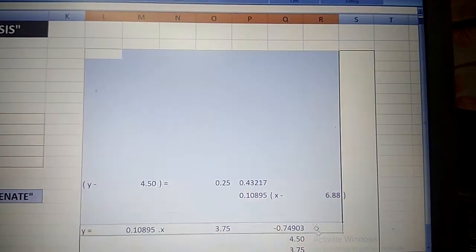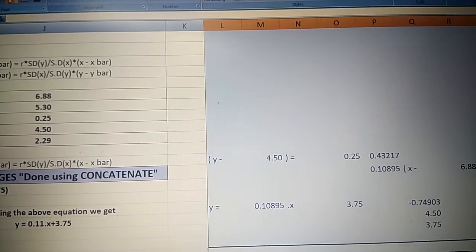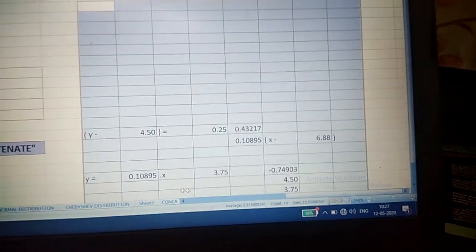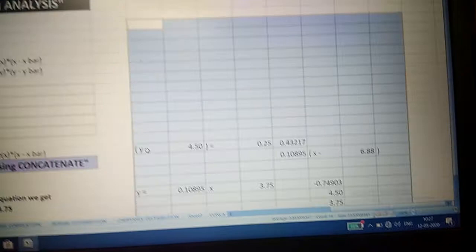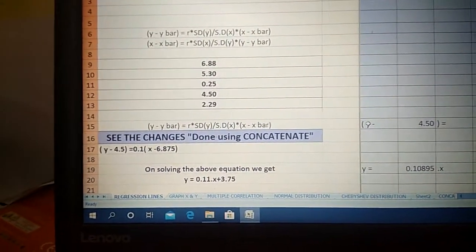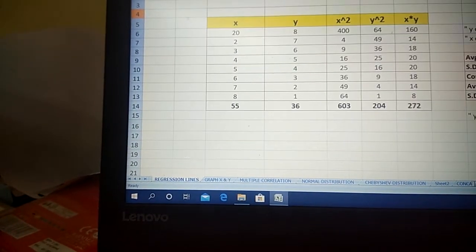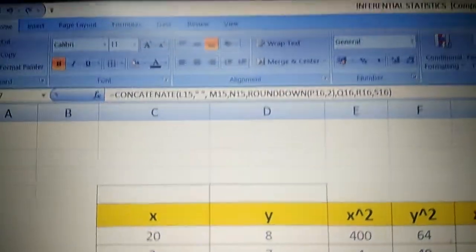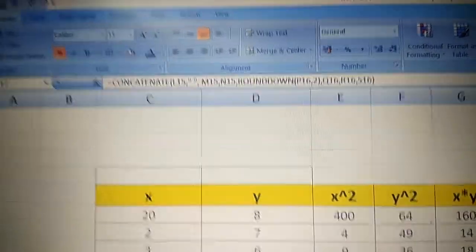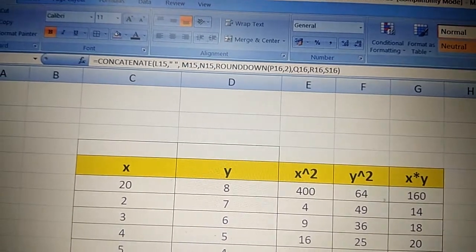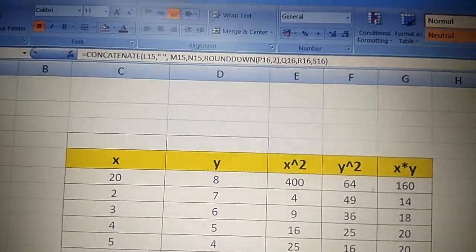Okay, these are the concatenate, and this is L15. Somewhere you will find L15 in the formula. Clear? Now I want to verify. See this L15, and you will notice L15 somewhere in the concatenate formula. So I have put the value somewhere in the concatenate, and from there I have derived the same.